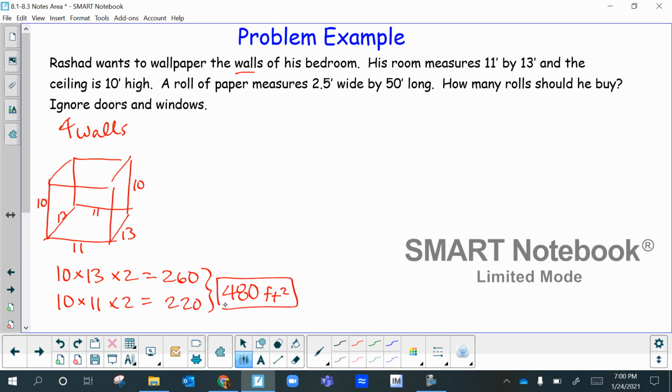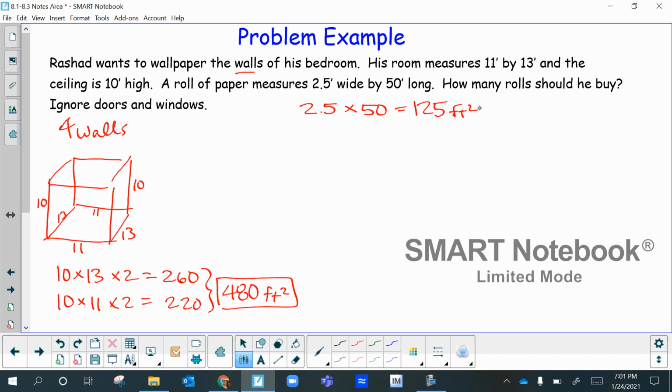Okay, so the question is how many rolls do we need? Well, one roll measures 2.5 feet wide by 50 feet long, so it's like one long rectangle. So what do we need to do there? We need to multiply 2.5 times 50 feet. So 2.5 times 50 is, I'll double check on my calculator, 125. So that's going to approximately cover 125 square feet.